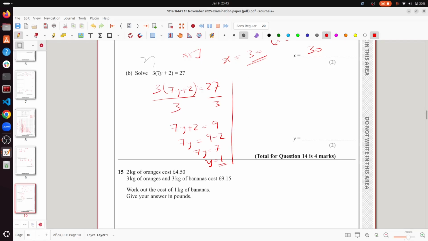The second way of doing it is expanding the brackets. So if I expand this bracket, I have 21y plus 6 is equal to 27. And 21y is equal to 27 minus 6. And that gives me 21. y is equal to 21 over 21, which is 1. So both ways I will get 1 as my answer.